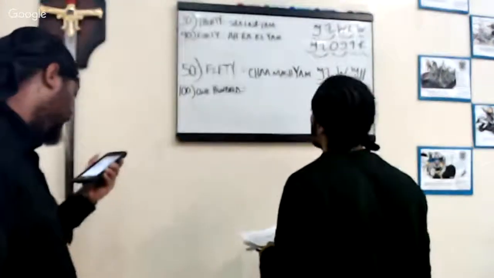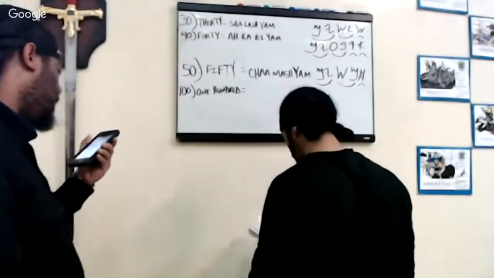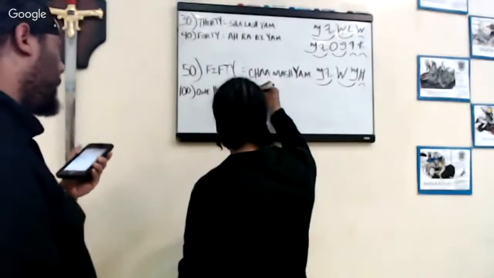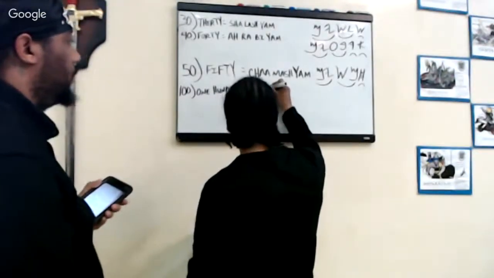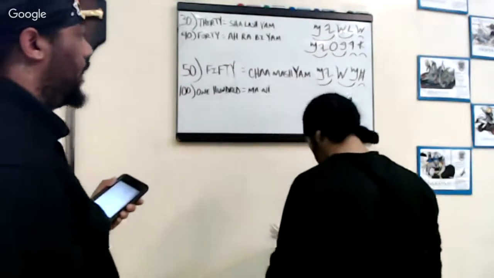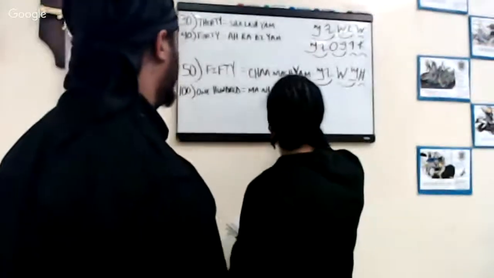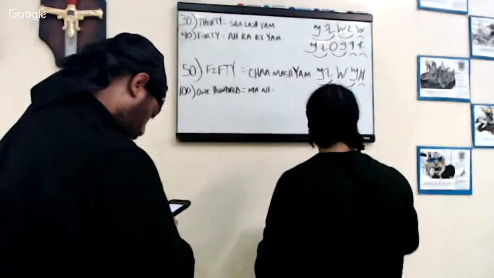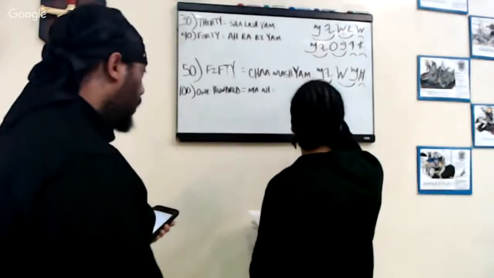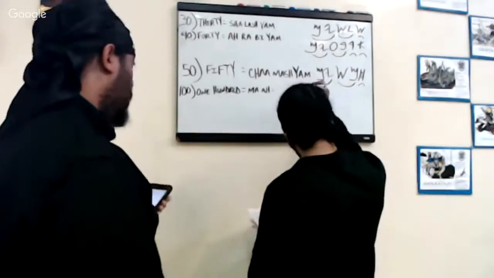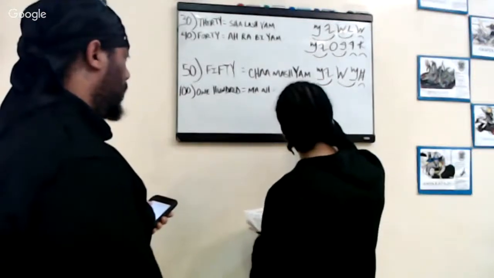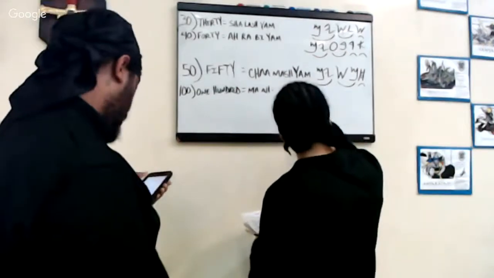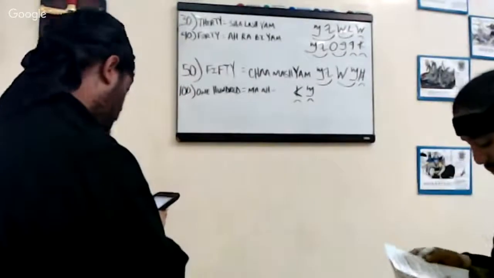100 would be Ma'ah. M-A-A-H. Ma'ah. Okay, now let's write it out in ancient print. Ma. Ah. Okay, add those connectors. Okay. Now 200.